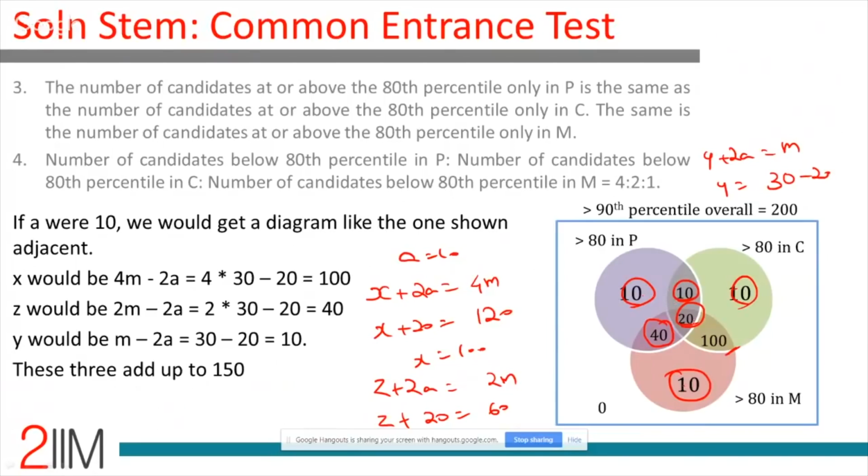These three add up to 50. The overall numbers are p dash is 120, c dash is 60, m dash is 30. 120 is to 60 is to 30 is 4 is to 2 is to 1. That works. All numbers put together add up to 200. That works.